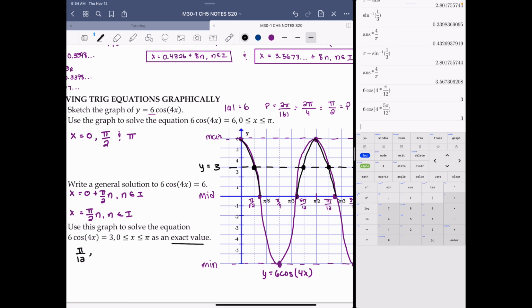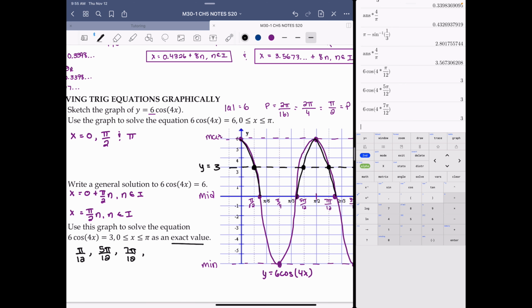And we get 3 again, so 5 pi over 12 is a solution. The next one we expect is 7 pi over 12. Change the 5 to a 7, and we get 3 again. So 7 pi over 12 is a solution to this equation.